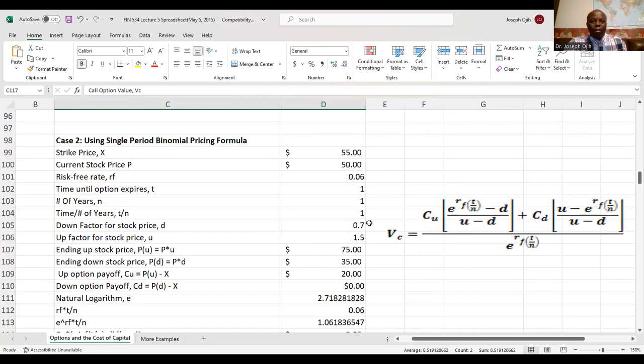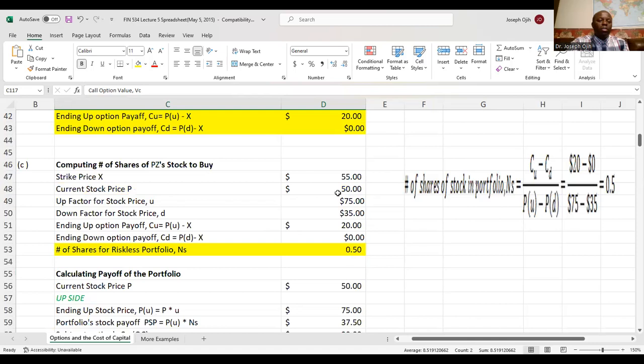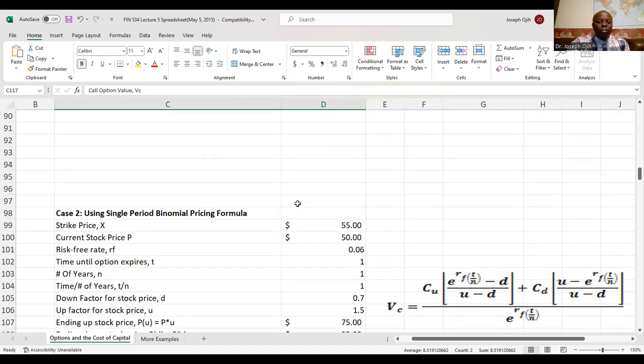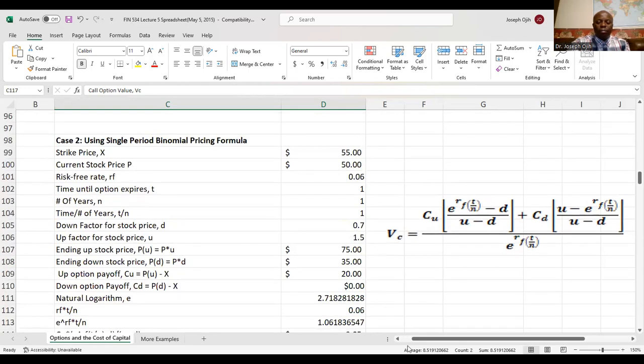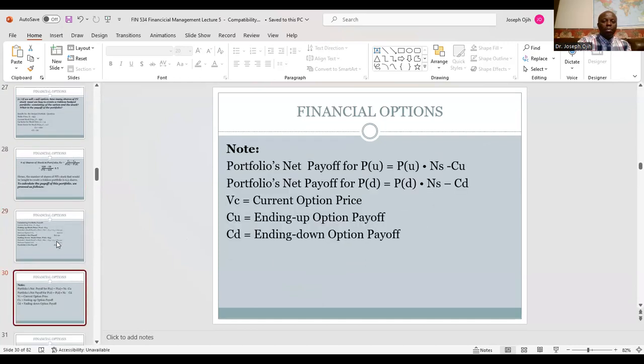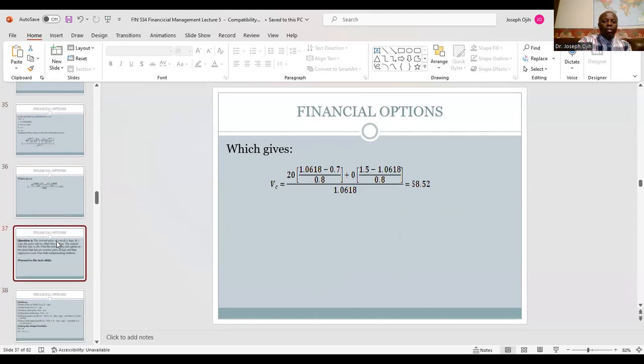Single period binomial option pricing formula, and also the single period binomial option model. Now, let me take you to the presentation here. Yep, and we got done this. Maybe let's try another example. That'll be our last example here.